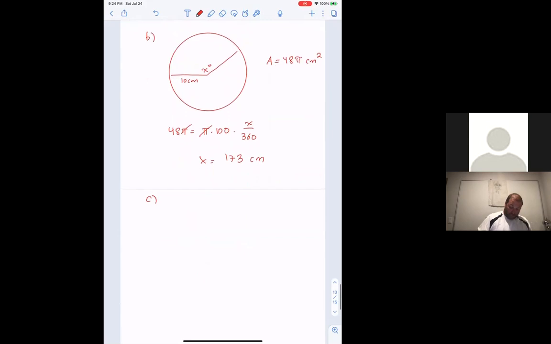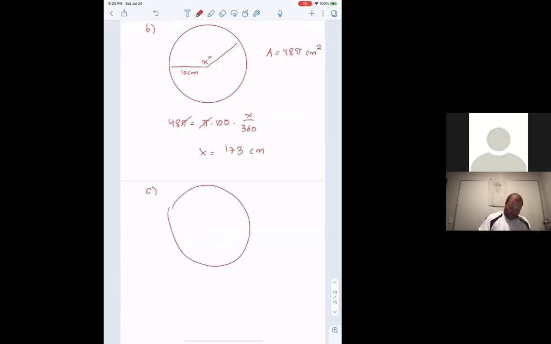Oh, part C. A sector. So it's another circle with radius x centimeters. So x and central angle 50 degrees has an area 8 pi square centimeters. Find the length of the radius x.